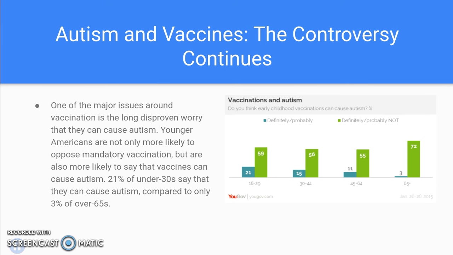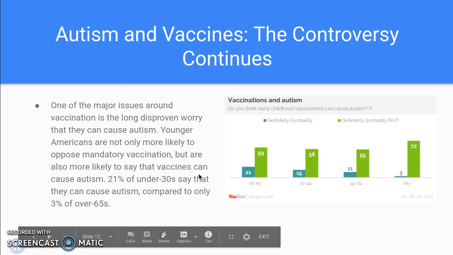That is true. Vaccines do have side effects, but it's proven that vaccines do not cause autism. It's very rare. And this chart was pretty interesting that I found because it's from 18 to 65. So you can see what definitely, and then you can also see the definitely not. So vaccines do not cause autism.